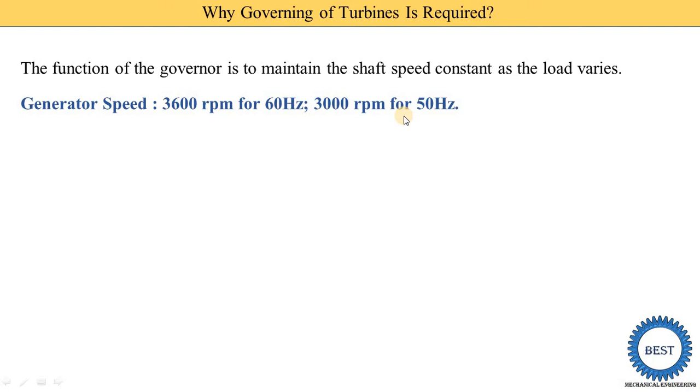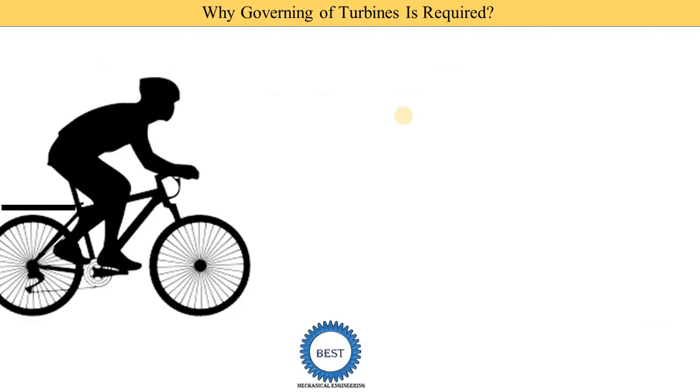Now the question arises in your mind: why does the speed of the generator change? If the speed of the turbine is constant, then the speed of the generator is also constant, but the speed of the generator changes according to the load. Here I give you the example of a bicycle to understand the effect of load change on speed. Suppose you are riding a bicycle.